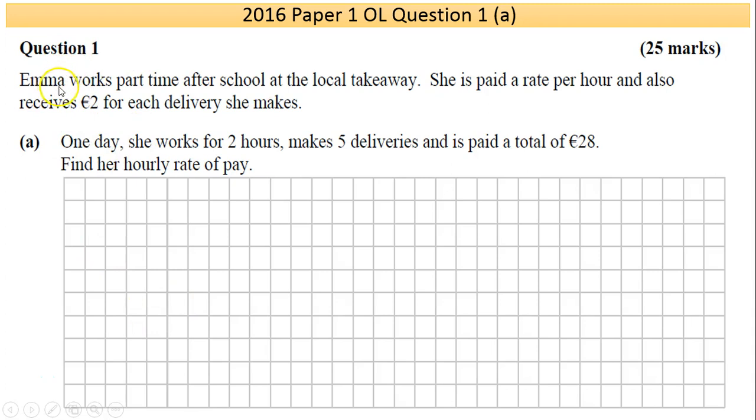To read through the text, Emma works part-time after school at the local takeaway. She's paid a rate per hour and also receives €2 for each delivery she makes. Part A is asking us: one day she works for 2 hours, makes 5 deliveries and is paid a total of €28. Find her hourly rate of pay.